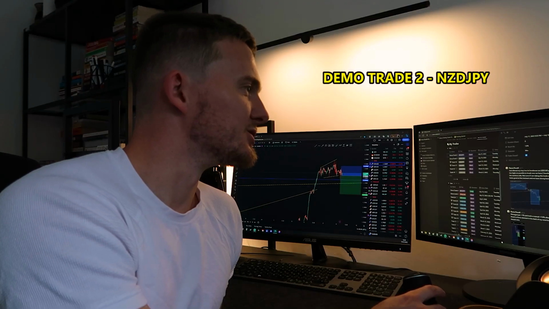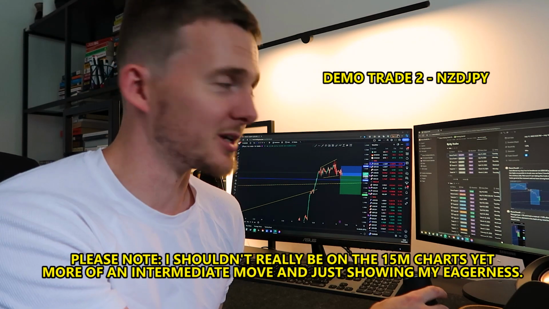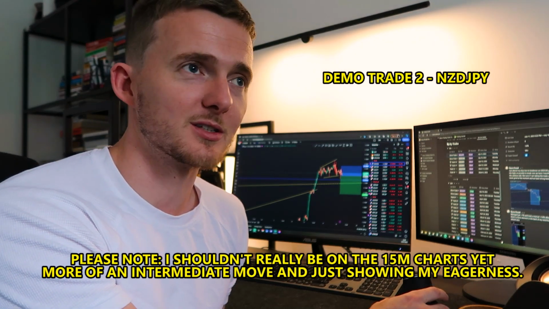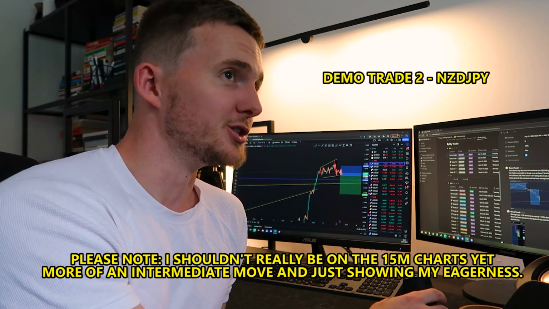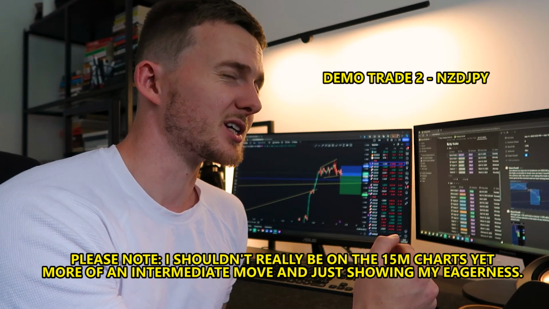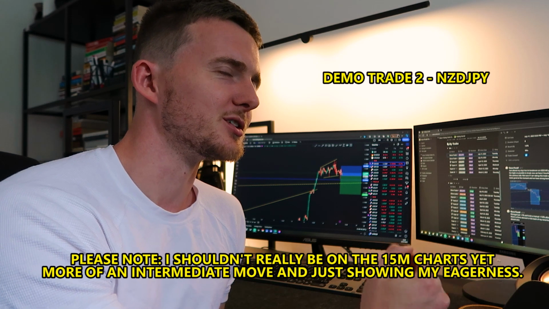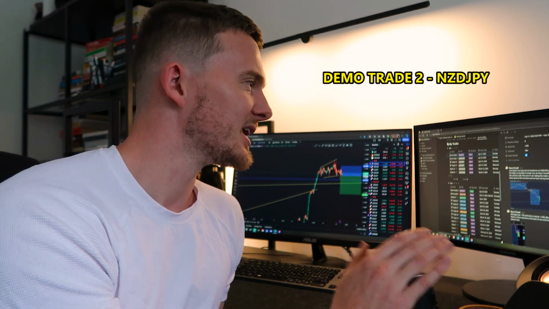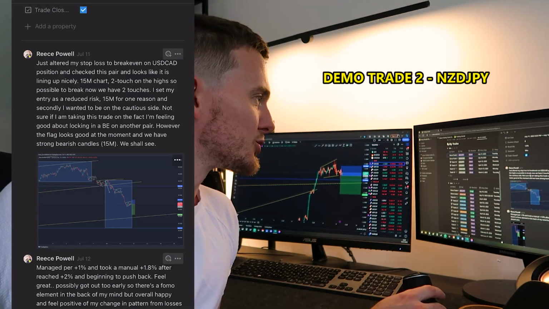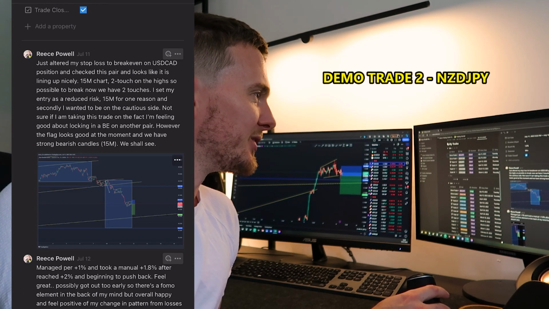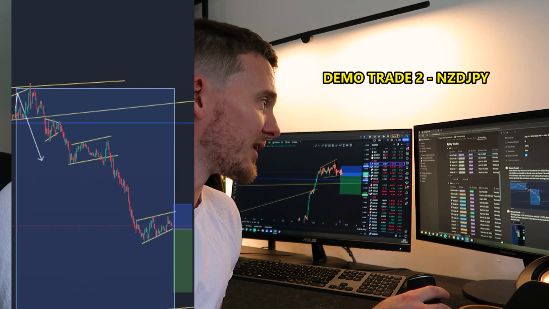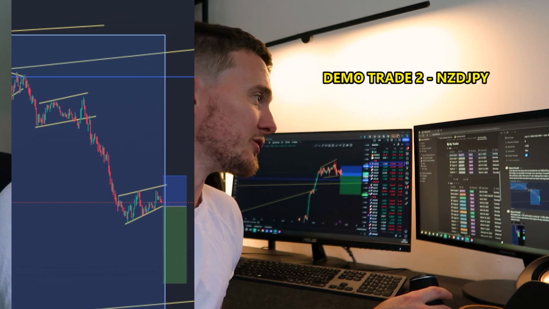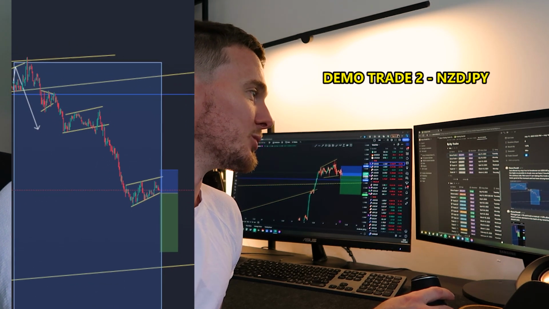I set my entry as a reduced risk purely because it was on a 15-minute chart. I don't usually take 15 minutes, it's not really on my plan, but I saw it and thought I'd take the risk. To reduce the risk, I put it as a reduced risk, if you know what I mean. It's still risky because it's a 15-minute chart. Anyway, it made sense in my head. Not sure if I'm taking this trade on the fact I'm feeling good about locking in the break even on the other pair. However, the flag looks good. We have strong bearish candles on the 15-minute chart, so we shall see.